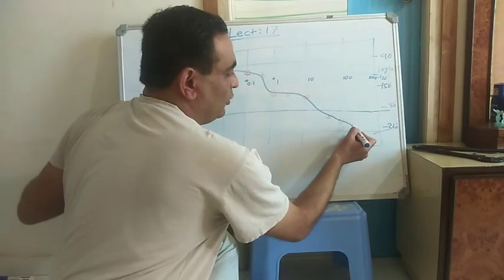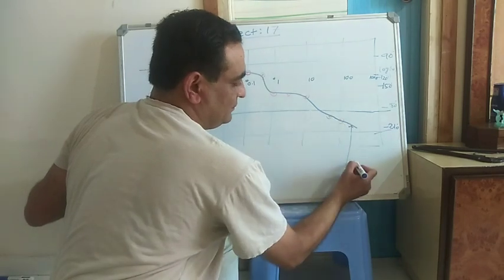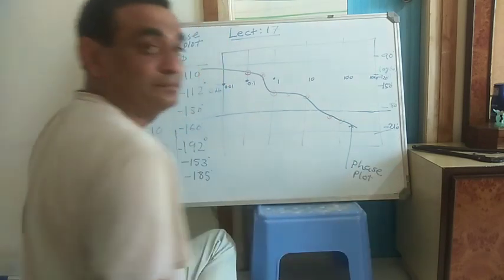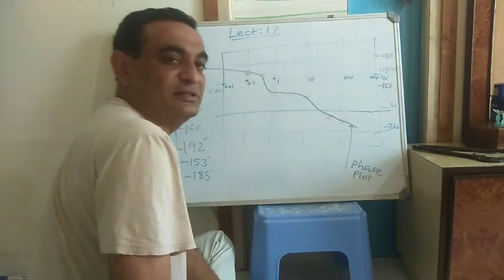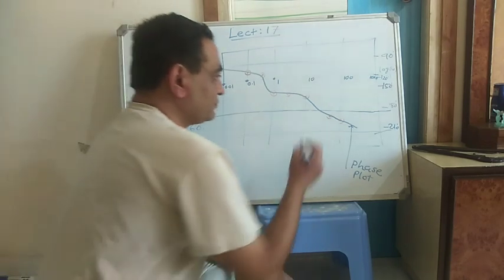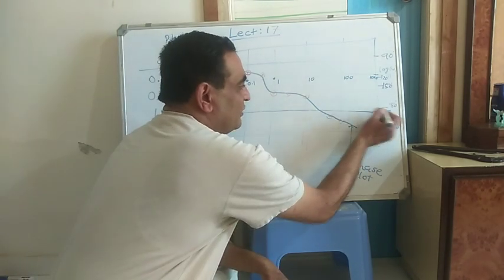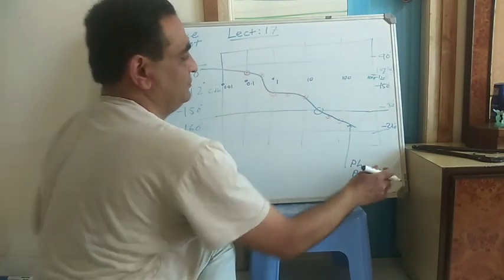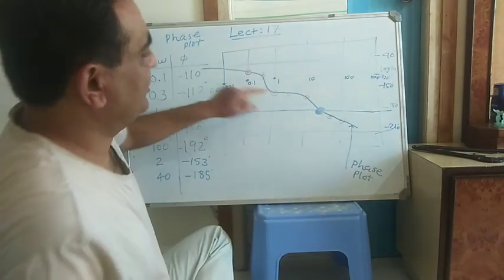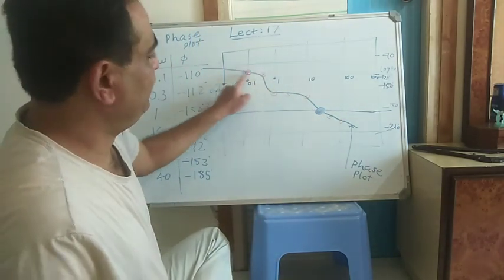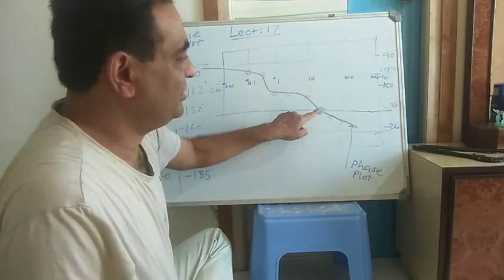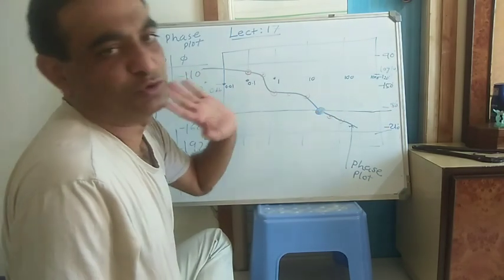So this is the phase plot. This is how the phase plot is drawn. Note that it crosses the minus 180 degree line here. Phase plot crosses minus 180 degree line here. This is known as phase crossover frequency.